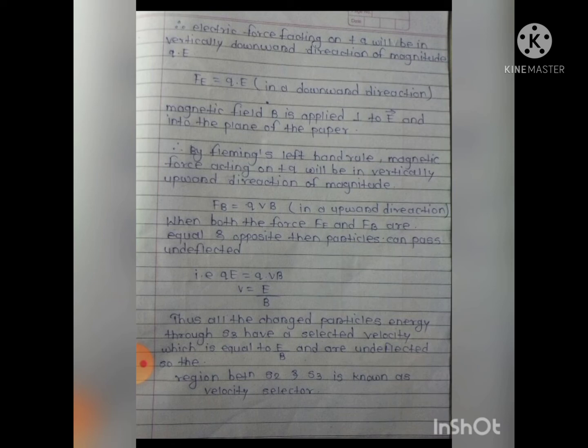Thus all the charged particles, those at S3, have a selected velocity which is equal to E divided by B and are undeflected. So the region between S2 and S3 is known as the velocity selector. Then explain the expression V equal to E divided by B for the velocity selector.